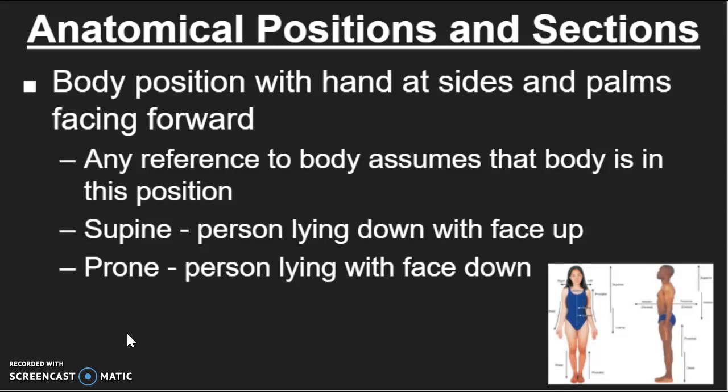The first thing to discuss in this video is that anatomical position always assumes that the body is in the same position. So the body position would be with the hands at the sides and palms facing upwards. Another critical part that does take a little bit of thinking at first is that any reference to the body assumes that the body's in that position and you're assuming the perspective of the specimen. All of the pictures will be of people, but you're assuming the perspective of the specimen.